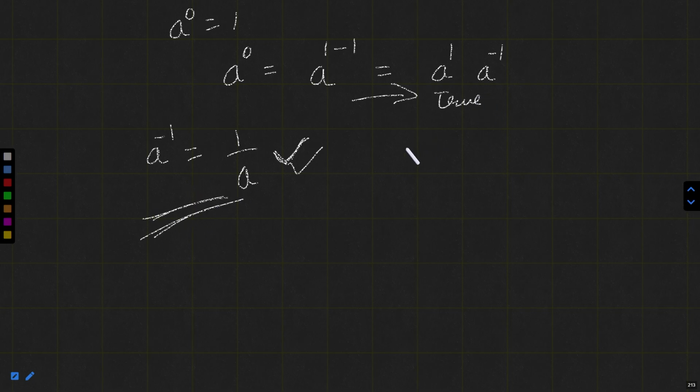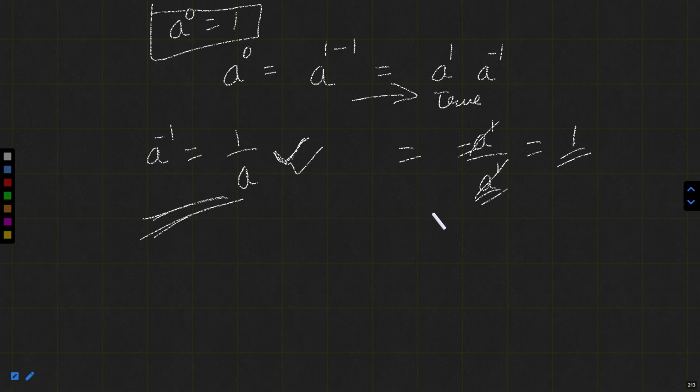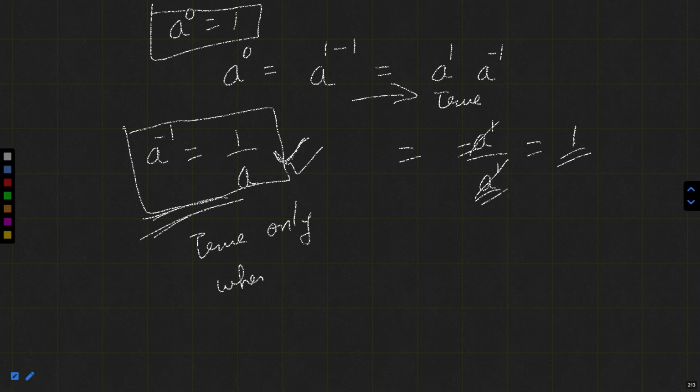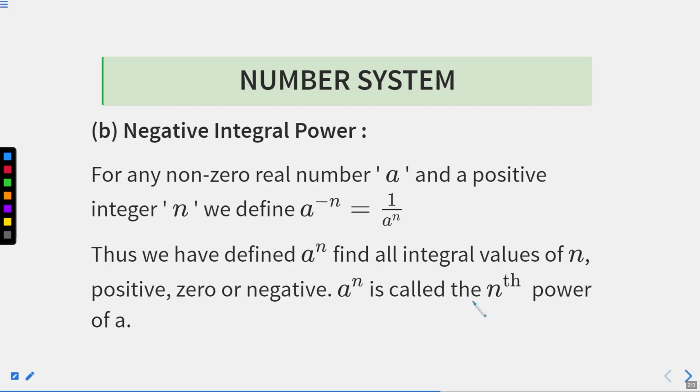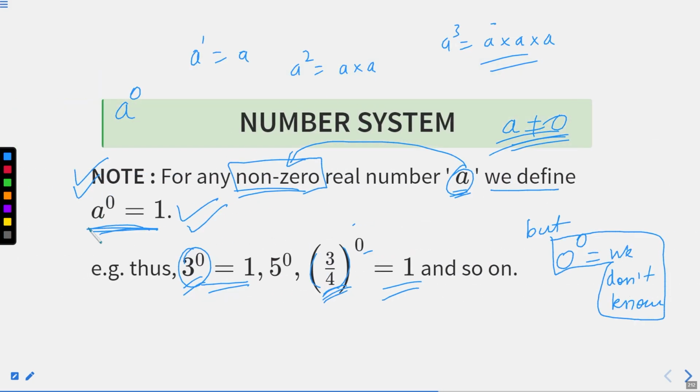Then I can say a1 by a1, and both are equal. If both are equal, then it will cancel out, and the only remaining thing is 1. So we say a raised to the power 0 is 1. And this is true only when a is not equal to 0. That's why we said a is non-zero. I hope this is clear.